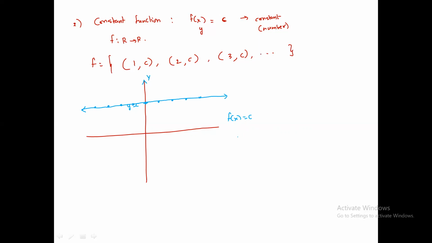Now, the domain of the function is set of real numbers, but the range is only c. Of course, codomain is set of real numbers again. Why is range c? Because y is not changing. Y is remaining c. Y means c, nothing else. That's why.